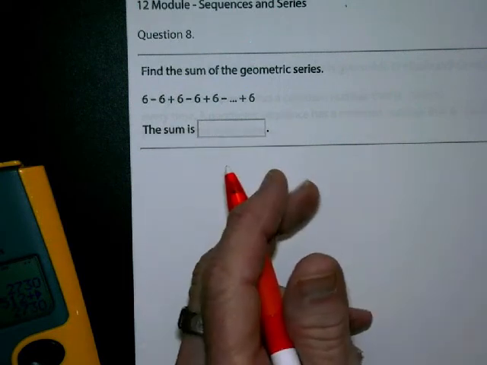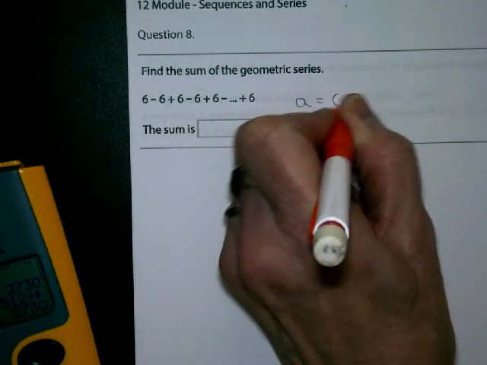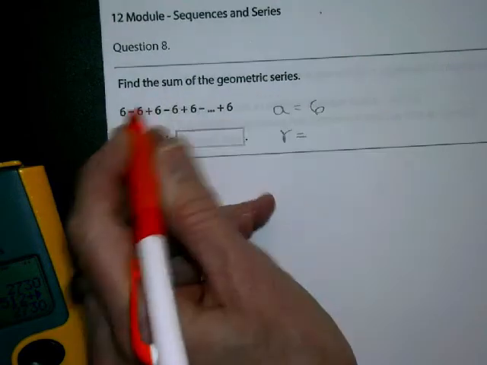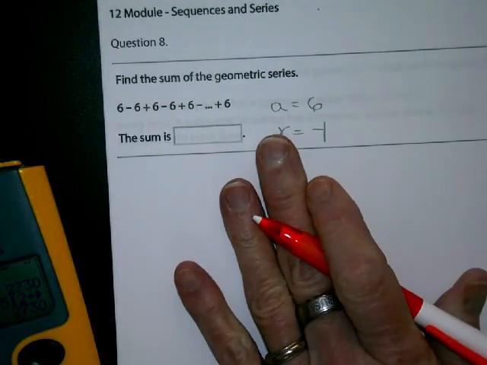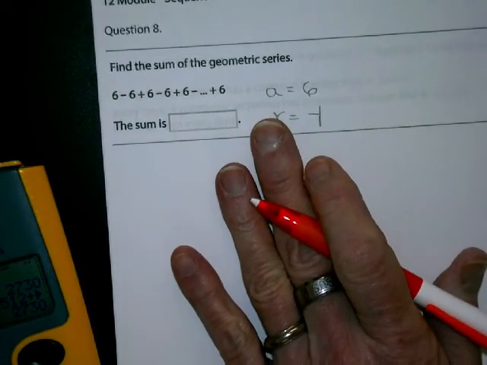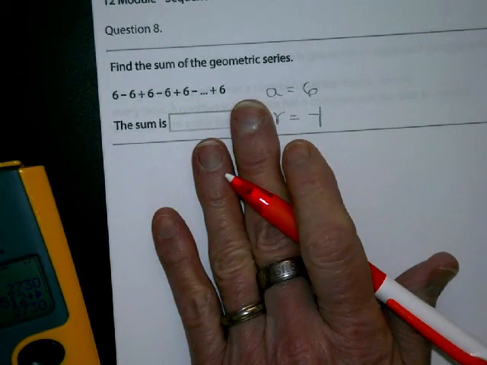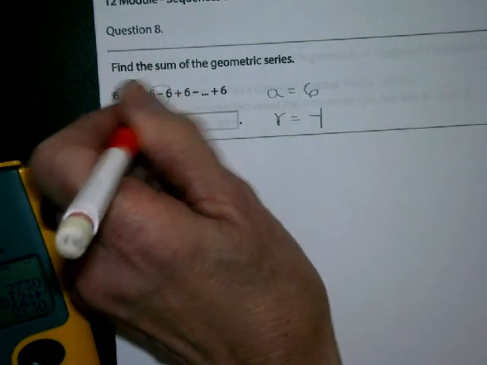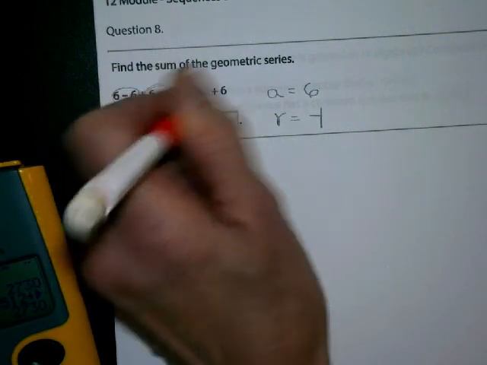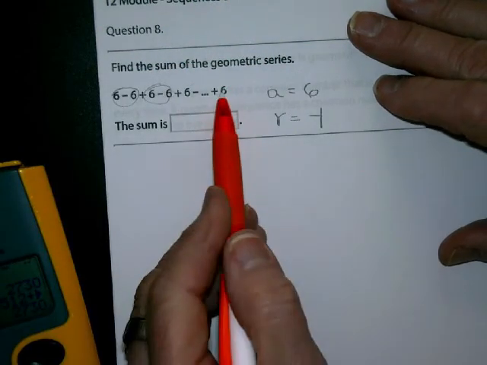Okay, here's a fun one. There's adding 6s and subtracting 6s. So you can apply the formula. That'll work. a is 6. r is, looks like they multiplied by a negative 1. But if you put that in the formula, okay, we don't know how many, so we don't even know what n is.